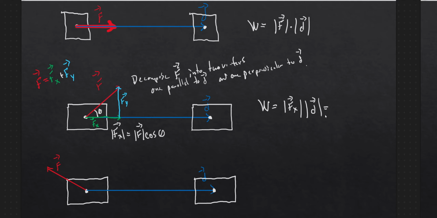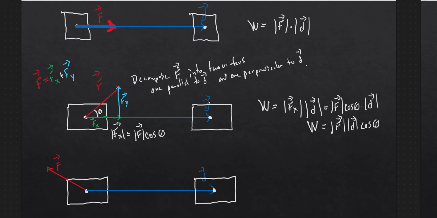Replacing that over here, I have that work is, I just need to take the magnitude of F times cosine theta times magnitude of the displacement. Or as we'll normally write it with our magnitudes together, F times the distance times cosine of theta. So that's pretty cool. And in fact, this is our dot product. This is what we're going to call our dot product. This is work.